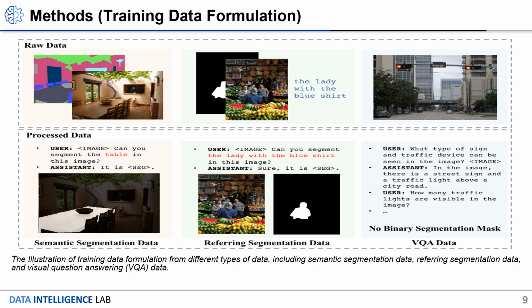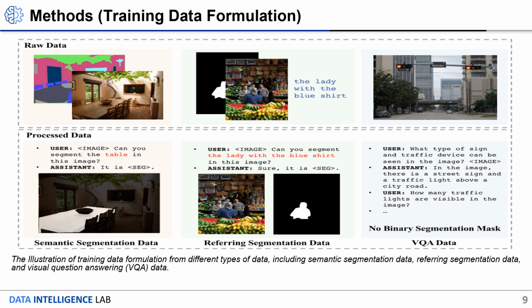At the last column, it is the VQA data. This also includes standard visual question answering data like LLaVA-Instruct. This data is kept in its original format, question and text answer. Crucially, there is no SEG token and no segmentation mask involved here. So the purpose of including this data is to ensure LISA retains the general conversation and reasoning abilities of the underlying LLM.